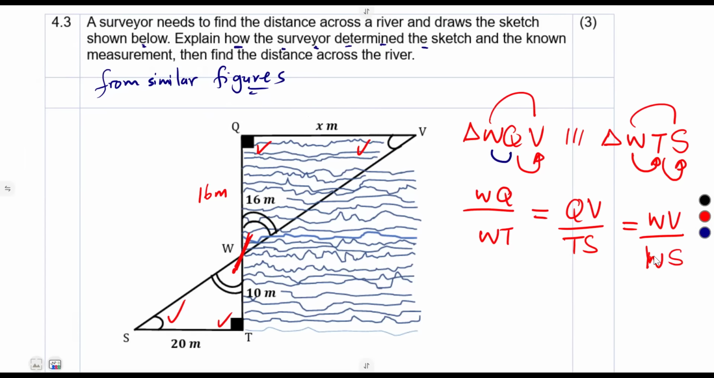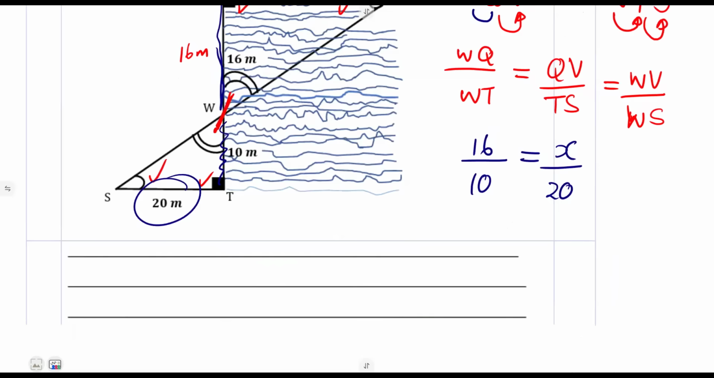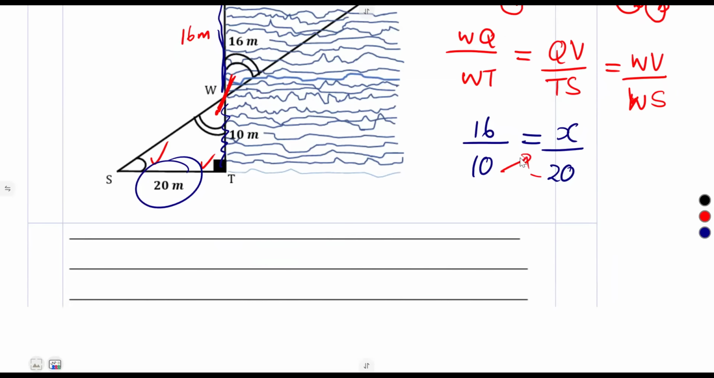So we can substitute what we have. WQ, from W to Q, is 16, over WT. From W to T, it is 10, which is equal to Q to V. From Q to V, that is X, over TS, which is 20. So I have formed an equation that I can use to solve for X, which you can simply cross multiply.